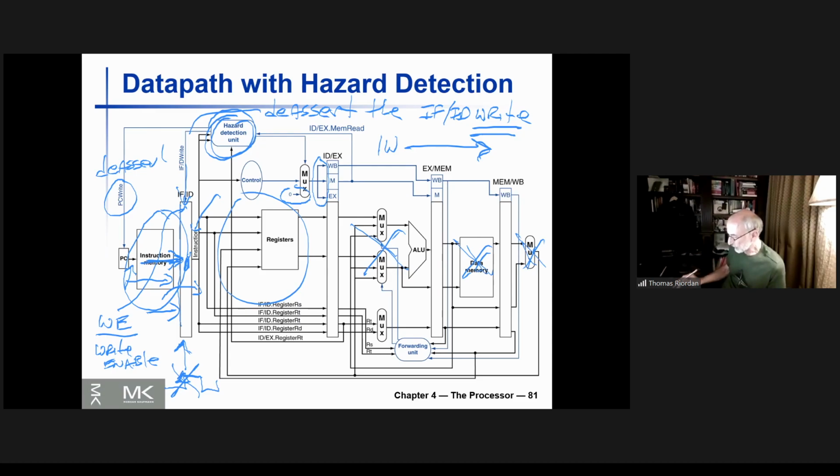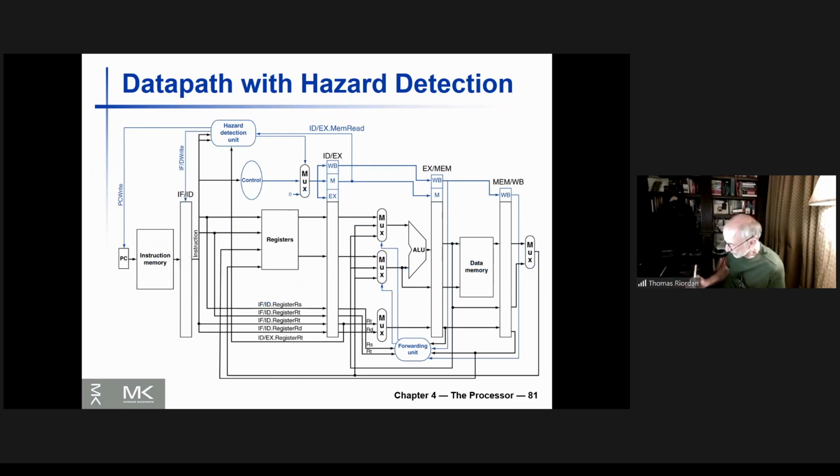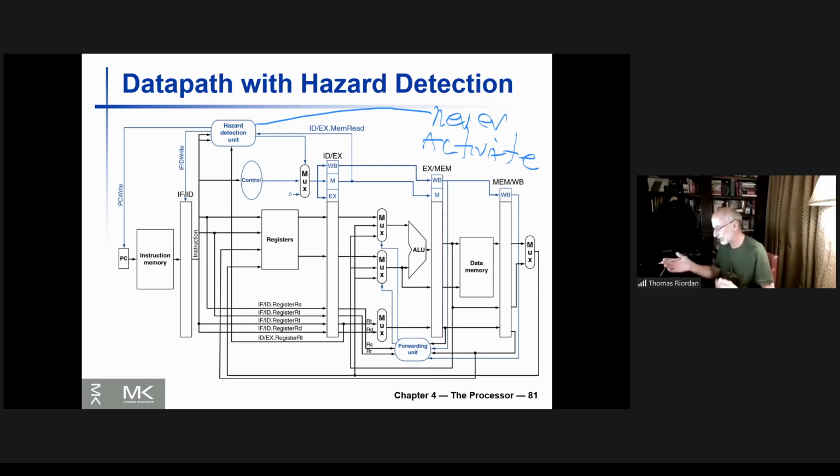And again, remember that what we're going to try to do is try to never activate. That's our goal, is to never have this happen, never have to put this bubble down the pipeline. And remember, the way we're going to do that is we're going to ask the compiler to look at a little bit more code and to find something useful to do to stick between the load and the use of the load.